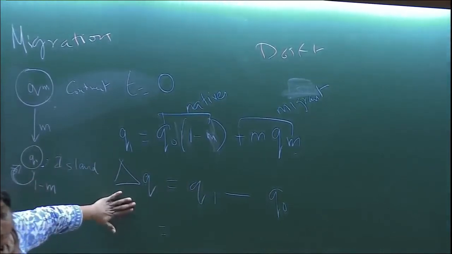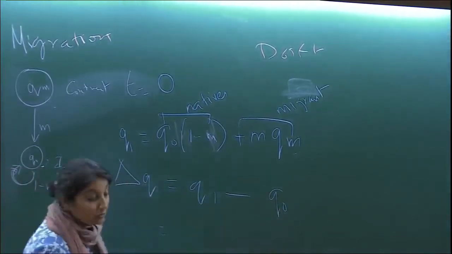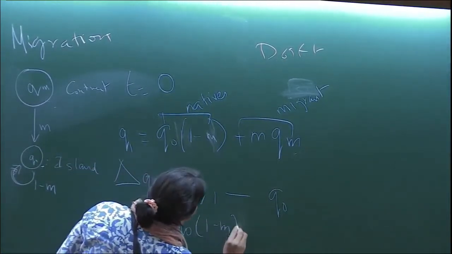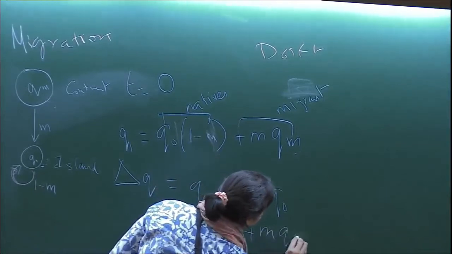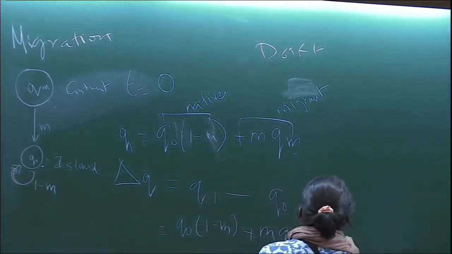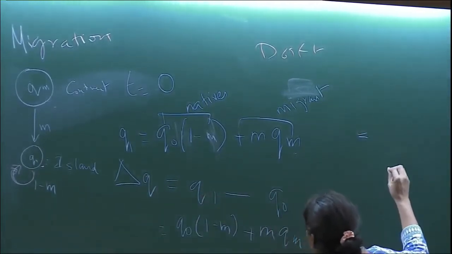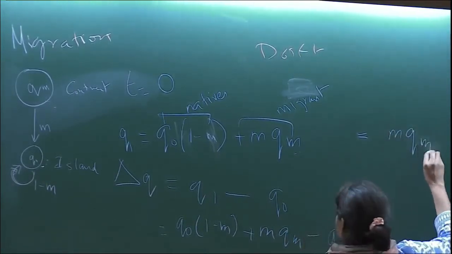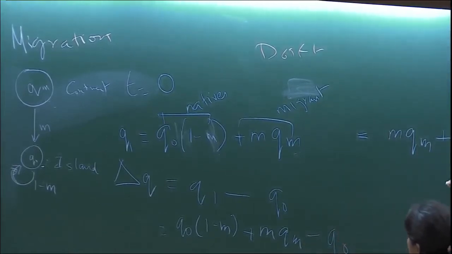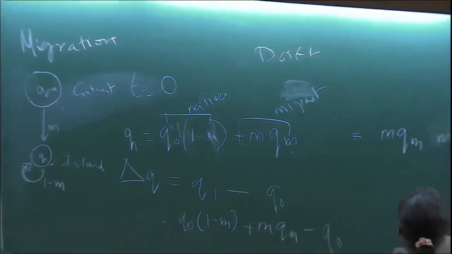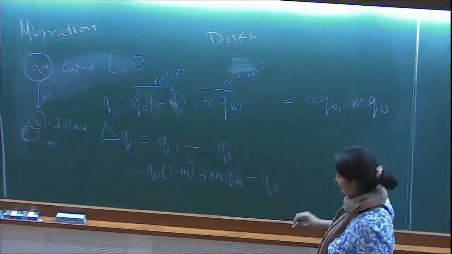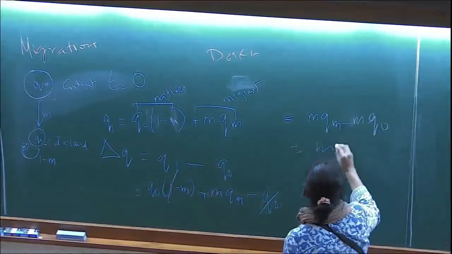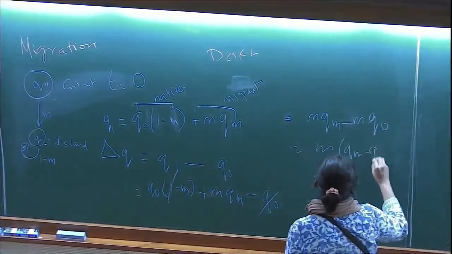So delta Q is Q1 minus Q0, which is Q naught into 1 minus M plus M QM minus Q naught, which is equal to M QM minus M Q naught. The Q naught terms will cancel. So delta Q equals M into QM minus Q naught.